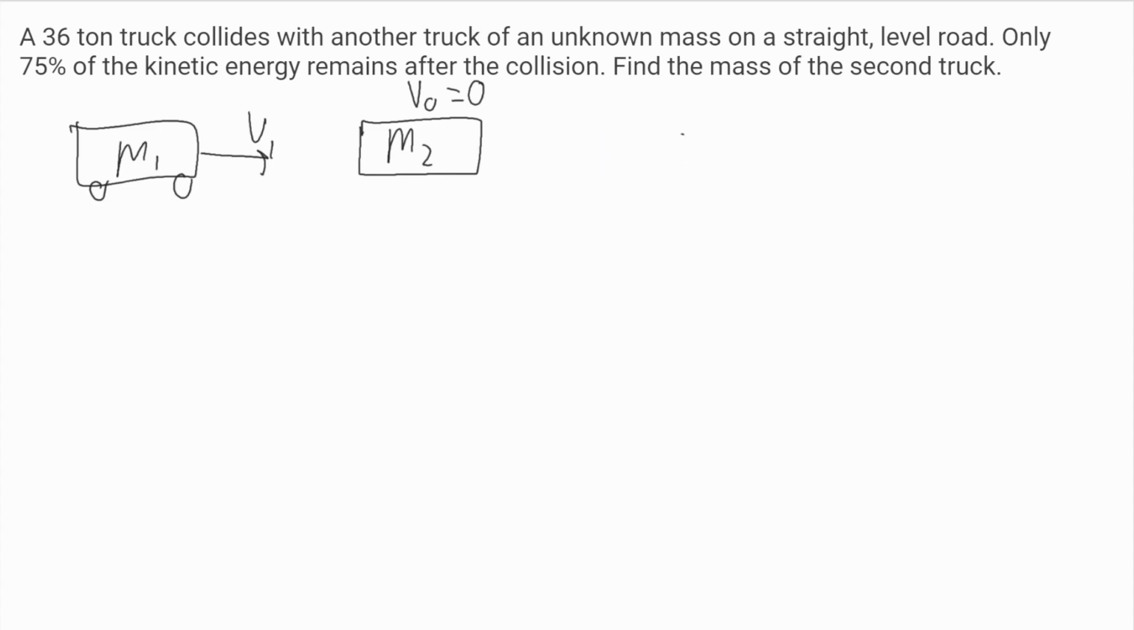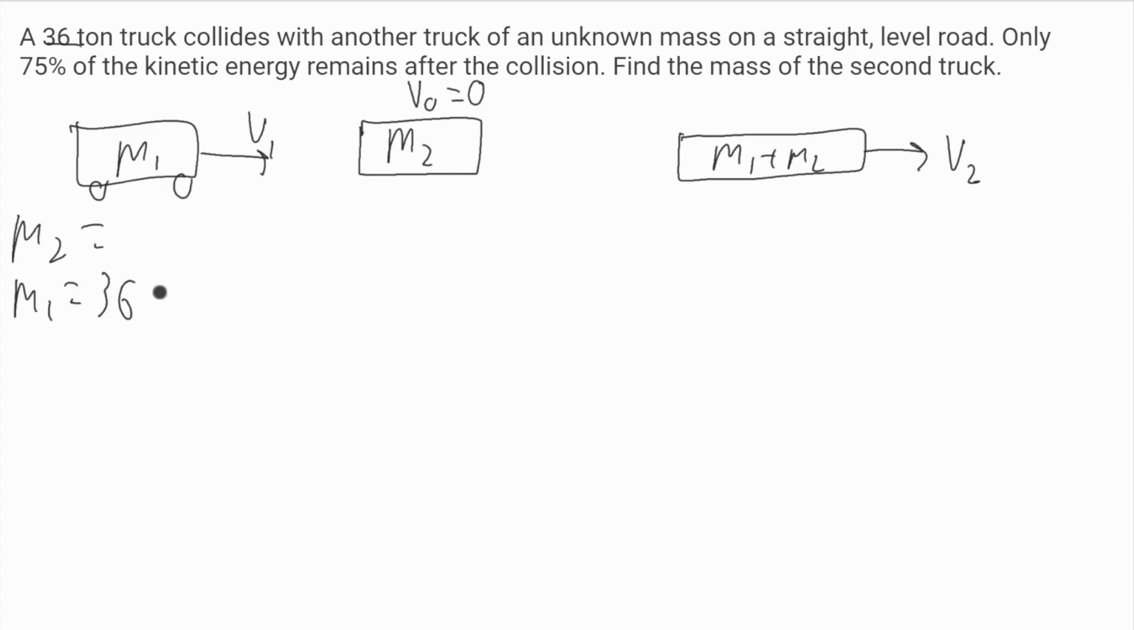And after this collision, they're going to stick together into one large truck. It'll be mass of 1 plus the mass of 2, and they'll be moving at some new velocity. Now, we ultimately need to find what mass 2 is. And the only piece of information they tell us is the mass of mass 1, which is 36 tons, and that 75% of the kinetic energy remains after the collision.